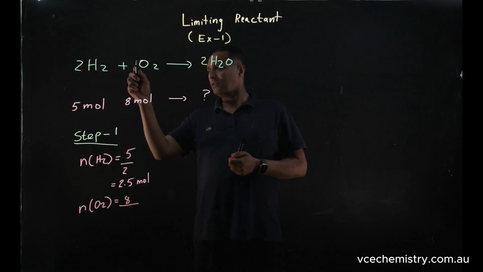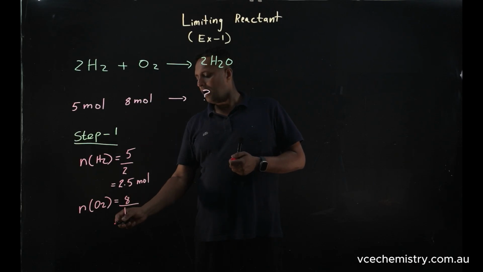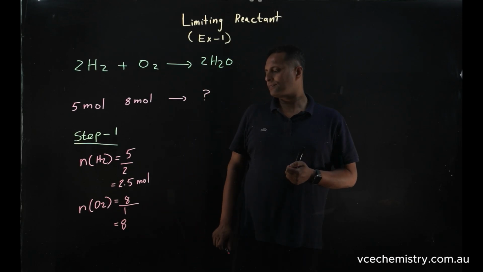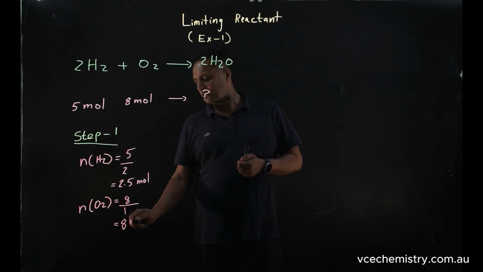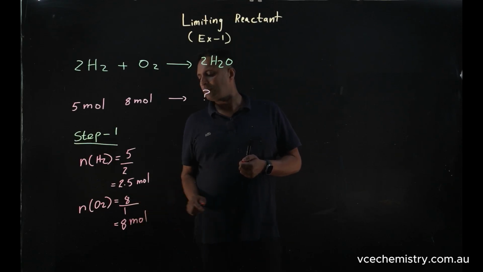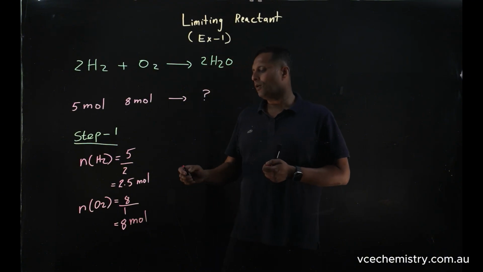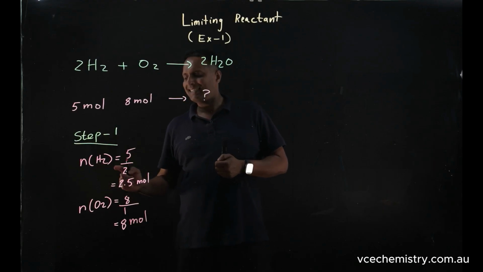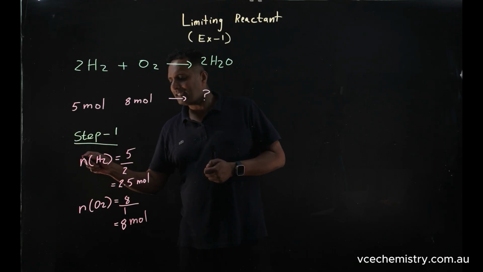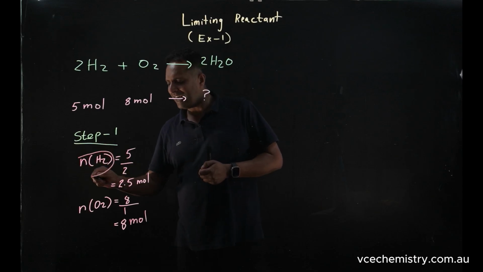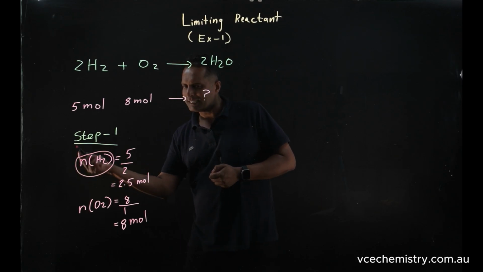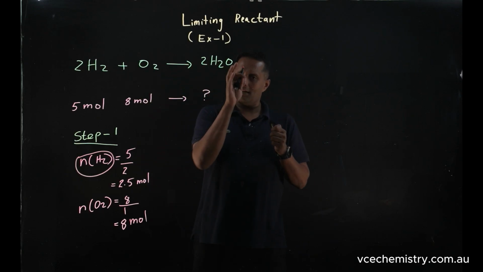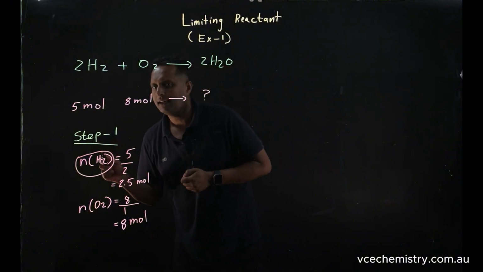Then what's its coefficient? Remember, the coefficient is 1, right? So 8 moles. Out of these two numbers, which one is the smaller number? Hydrogen is the smaller number, so our limiting reagent is hydrogen. You put a circle around it because you just identified the limiting reagent. As soon as you identify what the limiting reagent is, put a circle around it.